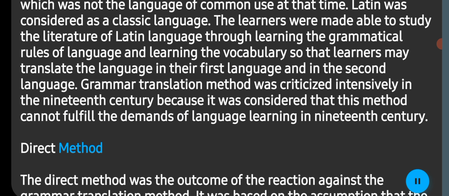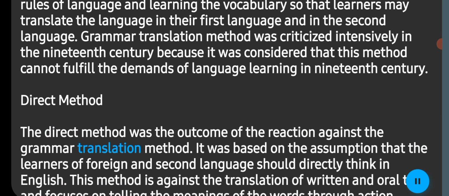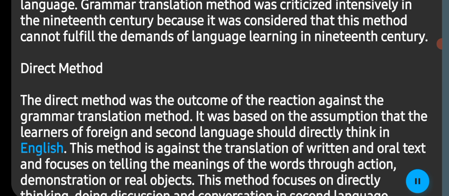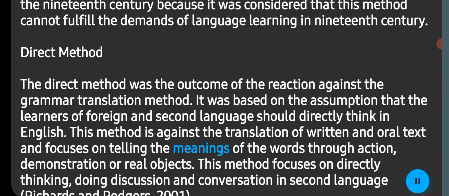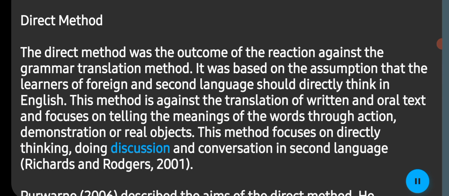Direct method. The direct method was the outcome of the reaction against the grammar translation method. It was based on the assumption that learners of a foreign or second language should think directly in English. This method is against the translation of written and oral text and focuses on telling the meanings of words through action, demonstration or real objects. It focuses on directly thinking, and on discussion and conversation in the second language.